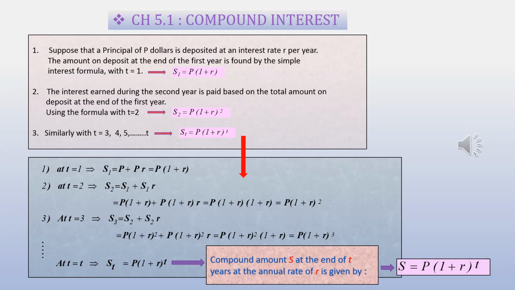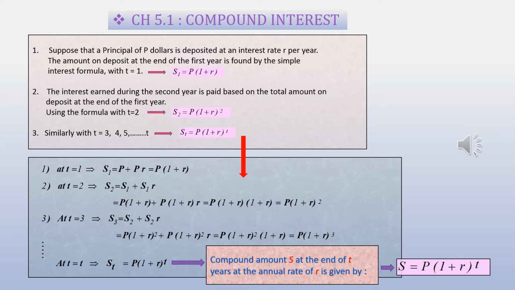So we will see the pattern here. In the first year, 1 plus R is to the degree of 1. In the second year, 1 plus R is to the degree of 2. And in the third year, 1 plus R to the degree of 3. Now we can see the amount of money in the fourth year will have the same pattern. So S4 is going to be P multiplied with 1 plus R to the degree of 4, and so on and so forth.